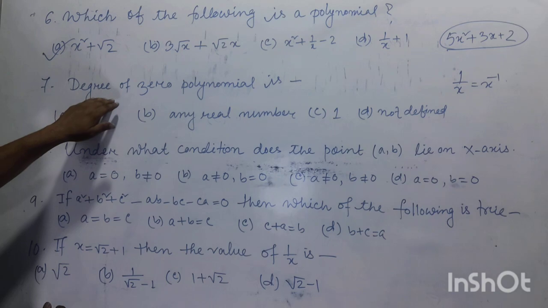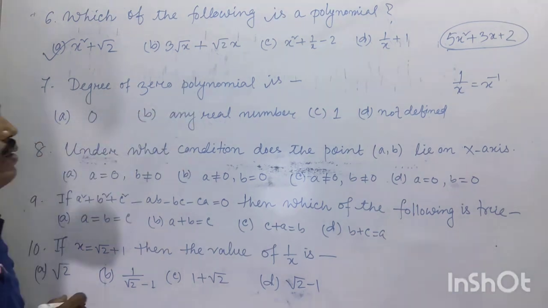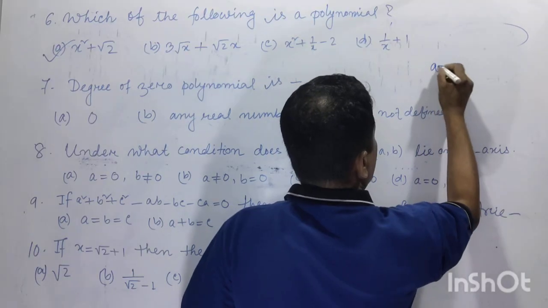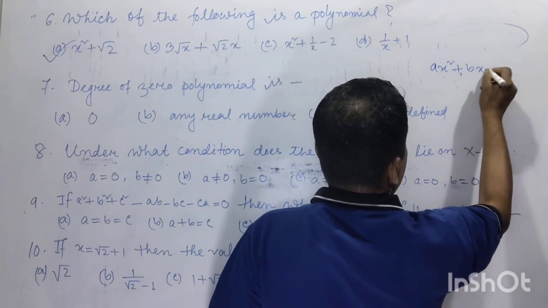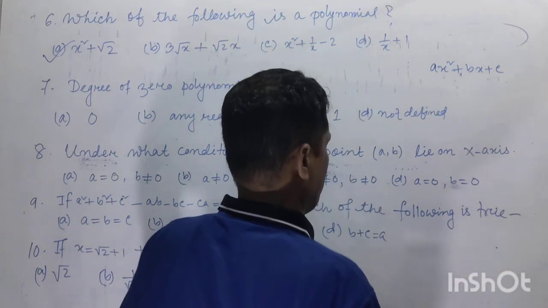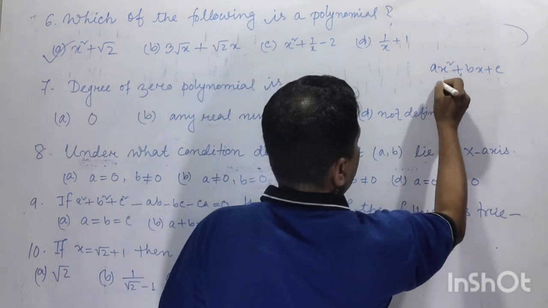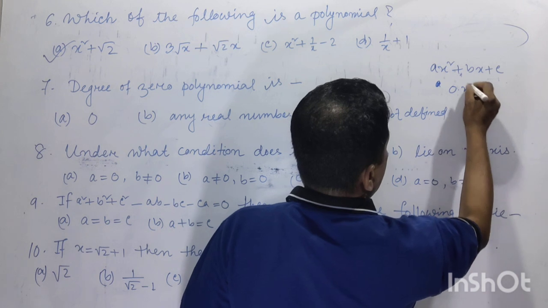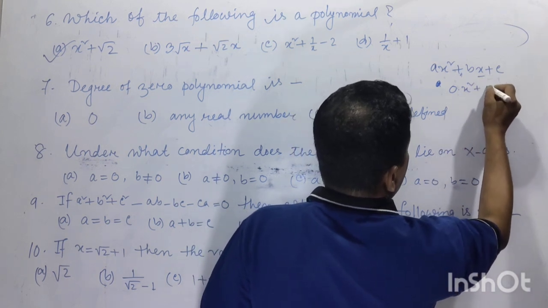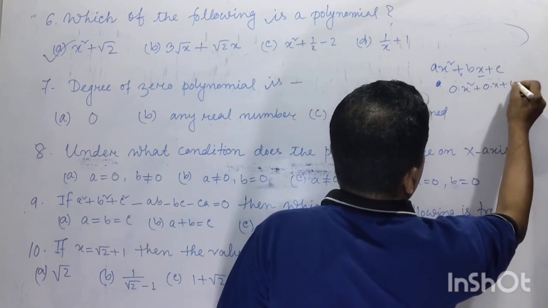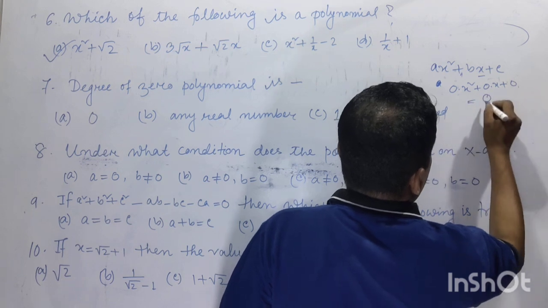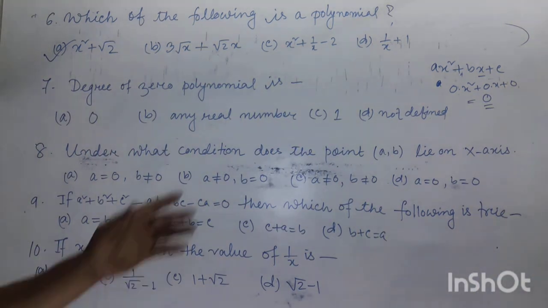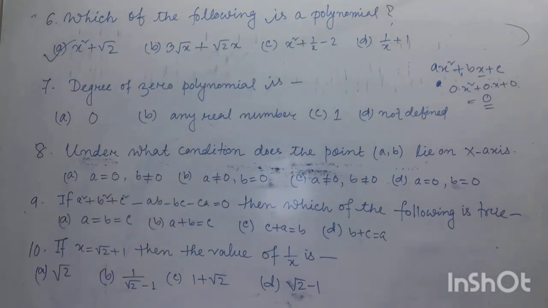So here we have to find the degree. The degree of the zero polynomial is not defined. If we take a x square plus bx plus c, and the coefficient a is 0 into x square, the coefficient of x is 0 into x, and this one also 0, then what we can write is that the value is 0. That's why we can say all the coefficients will be 0 here. That's why this one is a zero polynomial.